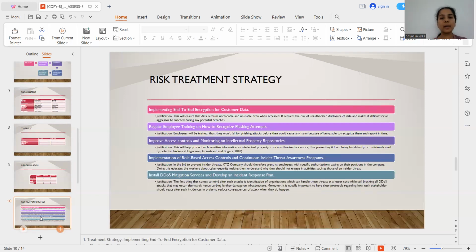Next, risk treatment strategy. Implementing end-to-end encryption for customer data, regular employee training on how to recognize phishing attempts, improved access controls and monitoring on intellectual property repositories, implementation of role-based access controls and continuous insider threat awareness programs, and last, install DDoS mitigation services and develop incident response plans.